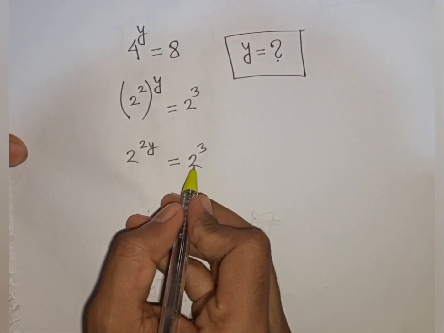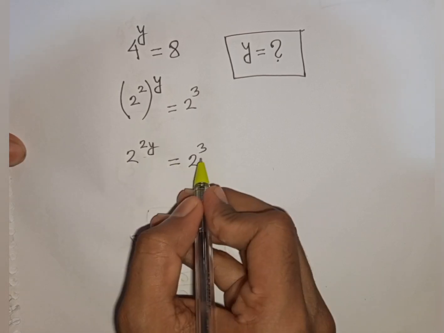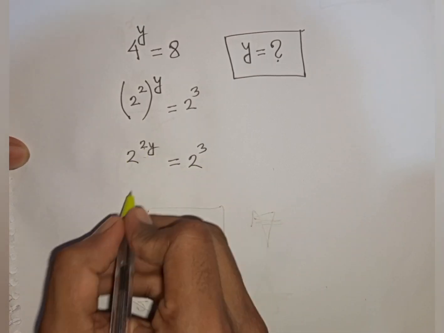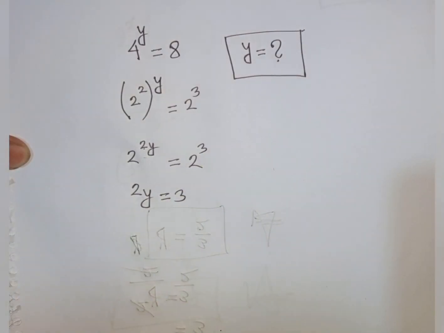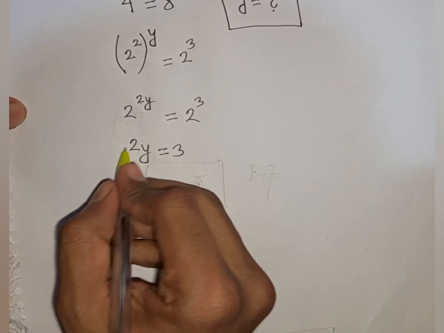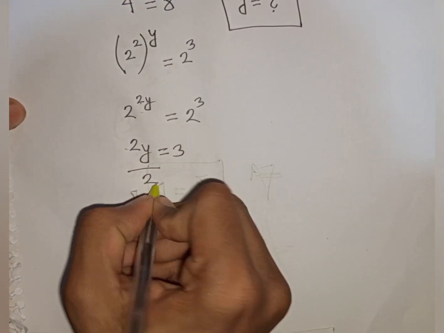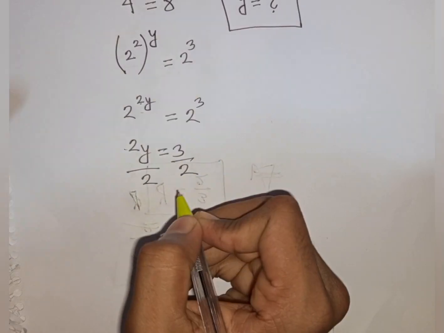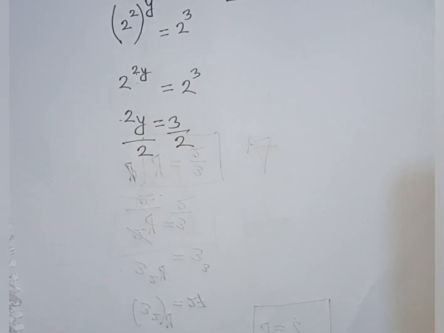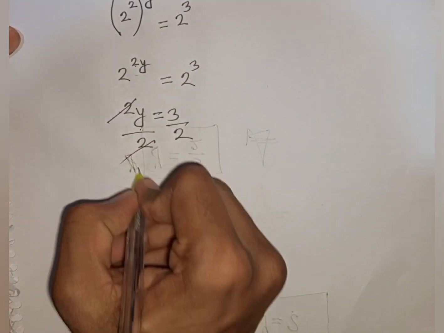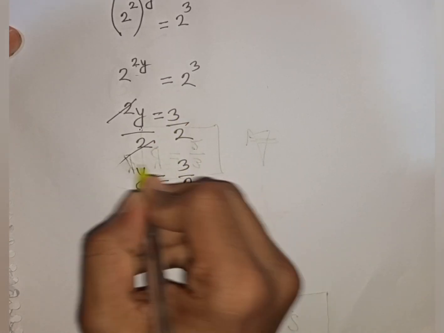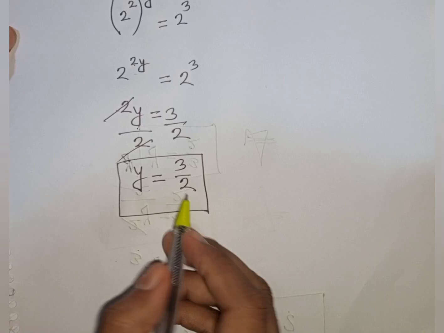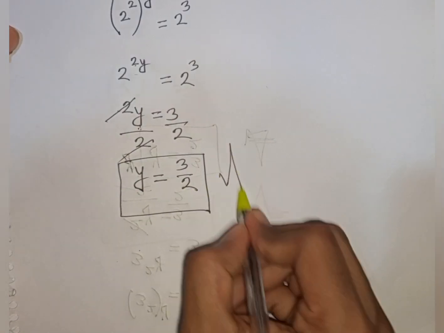Now we see the same base 2, so the bases will be cancelled, power will be equal to power, so it will be 2y is equal to 3. Now we need the value of y, so we divide by 2 on both sides. Now this 2 will be cancelled. Now y will be equal to 3 by 2. So this is the value of y, so this is our final answer.